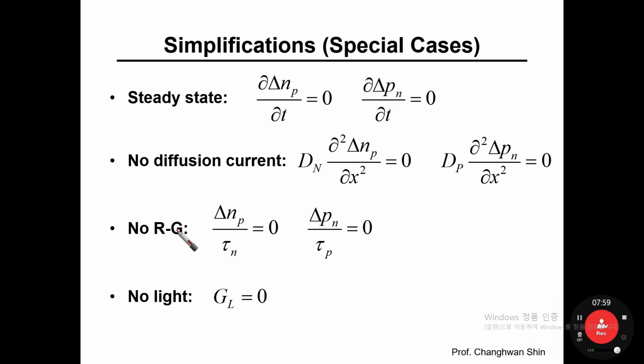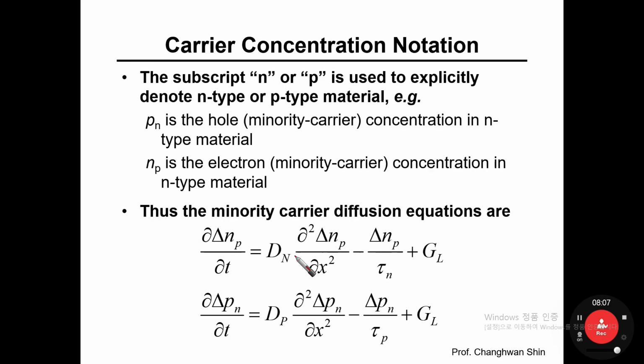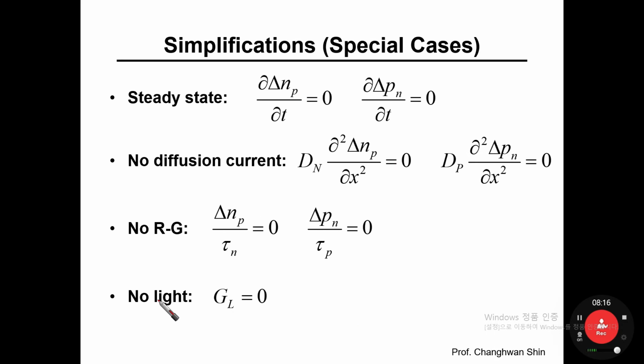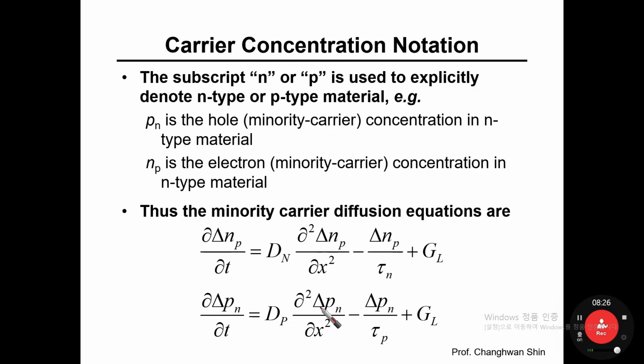And in some cases, the authors assume that there is no recombination or generation. Then, in the minority carrier diffusion equation, those two recombination terms would be 0. And if there is no light, like a well packaged semiconductor chip, which doesn't have any light to be observed, G sub L is almost 0. So DRAM, NAND, CPU, AP, GPU, those chips are well packaged.